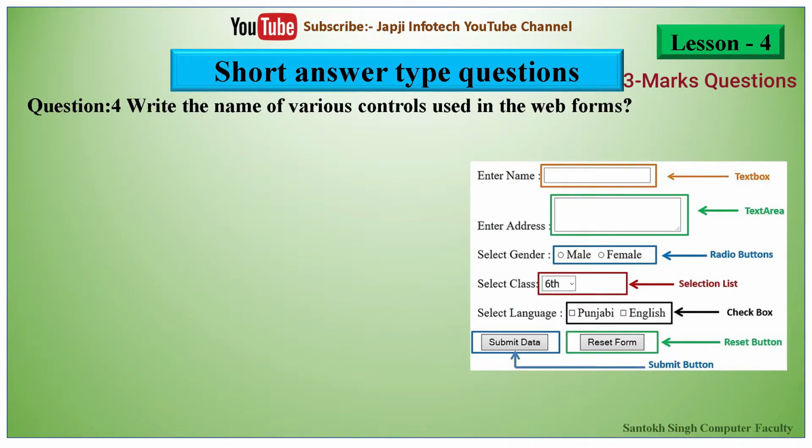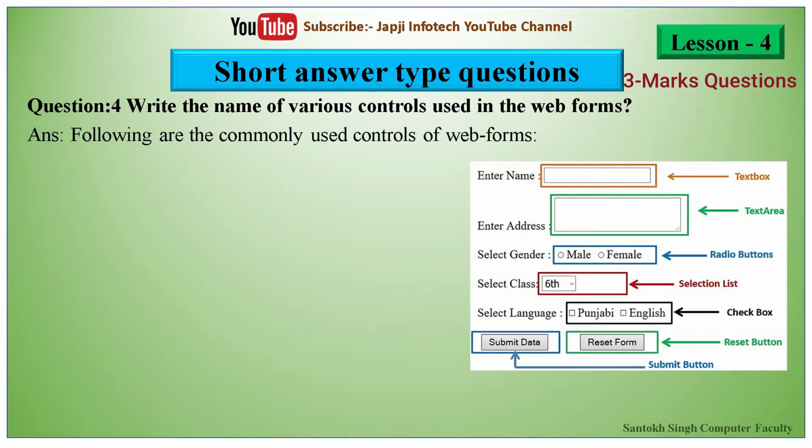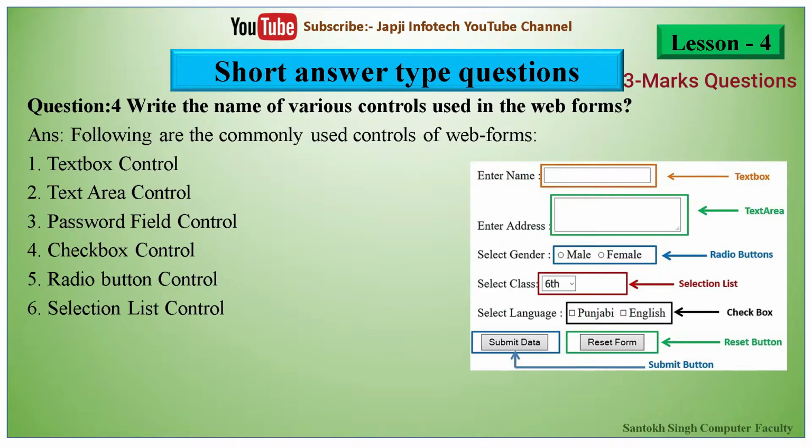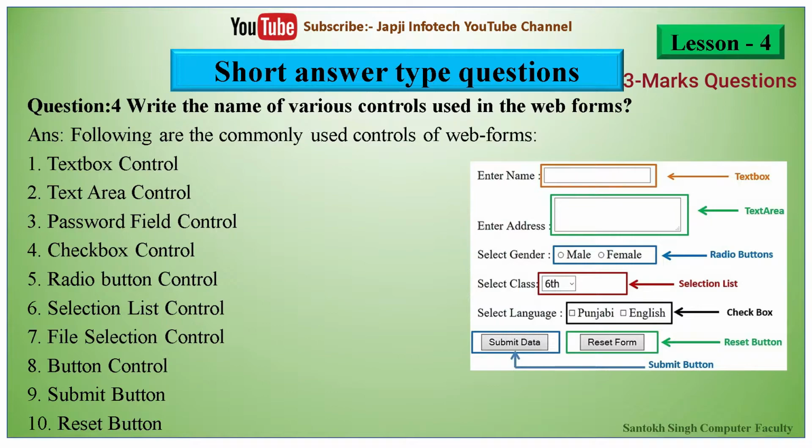And the fourth one is, write the name of various control used in the web forms. So following are the commonly used control of web form. The first one is text box control. Second one is text area control. Third one is password field control. Fourth one is checkbox control. Fifth one is radio button control. Sixth one is selection list control. Seventh one is file selection control. Eighth one is button control. Ninth one is submit button. And 10th one is reset button.